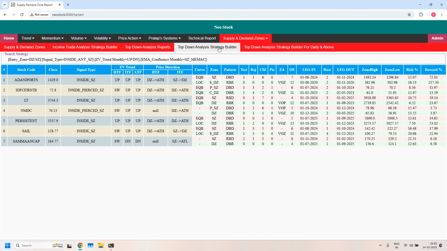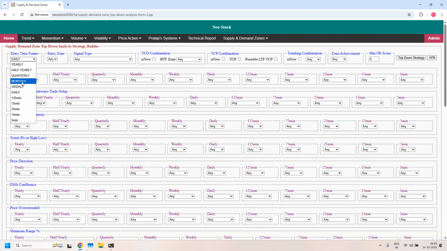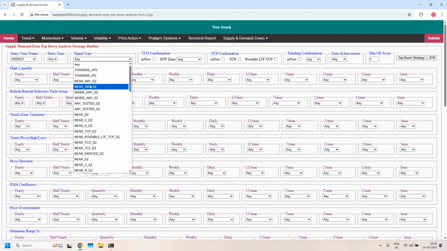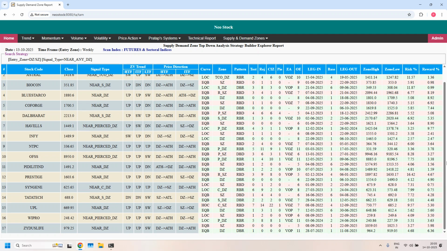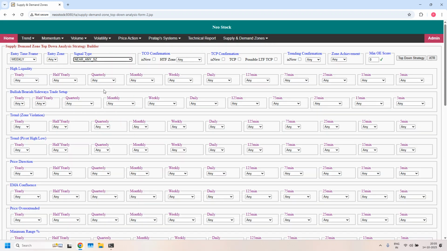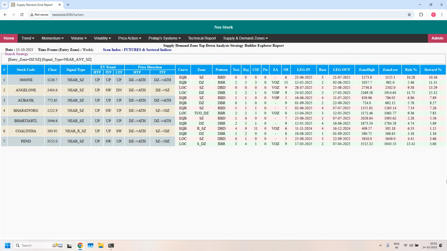Okay, next time frame is weekly. Stocks near weekly demand zone. First 15 stocks in the list. Scrolling the list down, total 17 stocks we got. Next, stocks near to the weekly supply zone. We got 7 stocks.